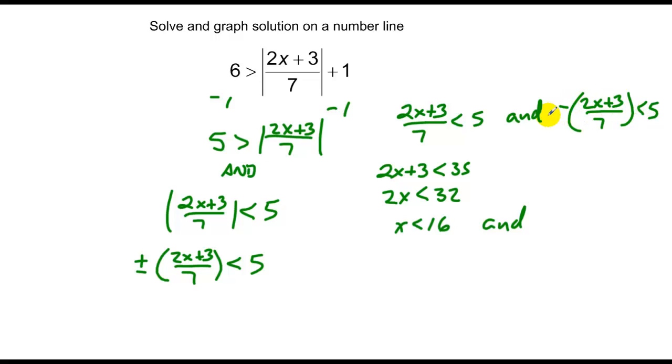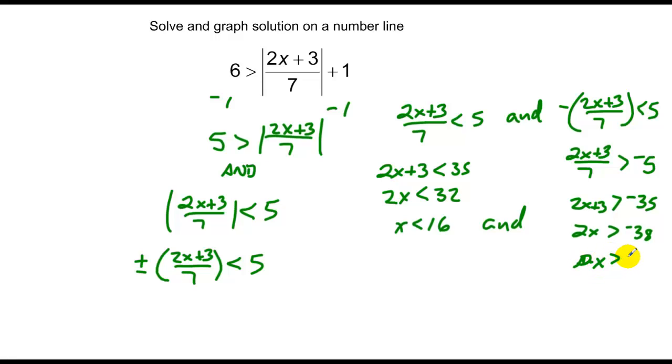I'll take and divide both sides by a -1, so I have 2x plus 3 over 7. I'm dividing by a -1, which means I flip the sign when dividing by a negative 1. Multiply again by 7, get negative 35 this time, is equal to 2x plus 3. Subtract 3 again, I get negative 38 and 2x. Divide by the 2, so x is greater than negative 19.